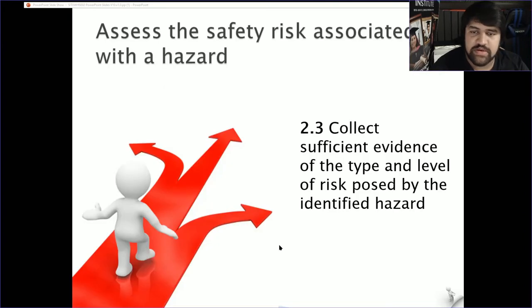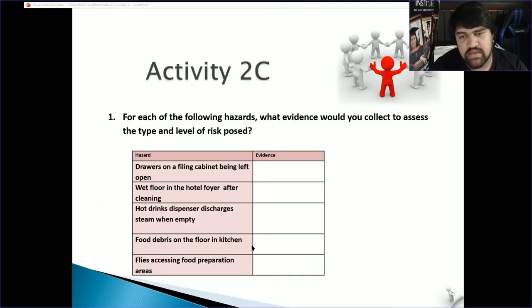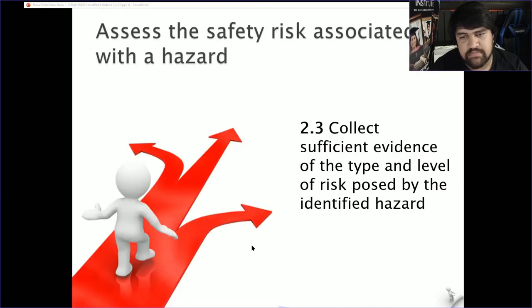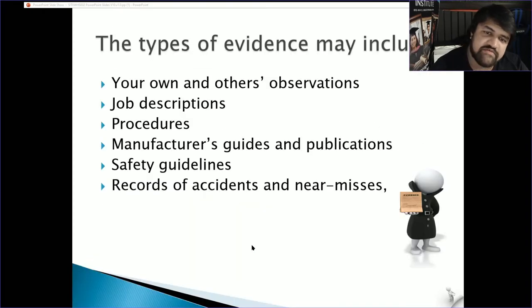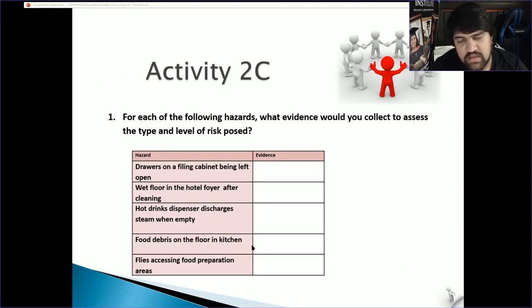Okay, 2.3. Collect sufficient evidence of the type and level of risk posed by the identified hazard. Alright. So types of evidence may include your own and others' observations, job descriptions, procedures, manufacturers' guides and publications, safety guidelines, records of accidents or near misses. Okay, for each of the following hazards, what evidence would you collect to assess the type and level of risk posed?